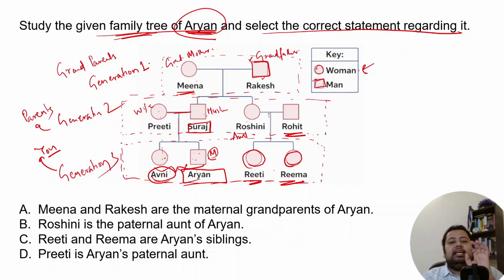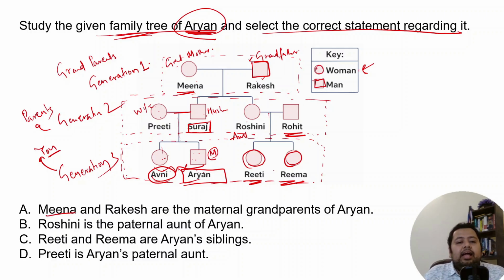Now in Roshni's case, Roshni is Aryan's aunt, and Rohit obviously is the uncle. And then we have Riti and Rima, who are Aryan's cousins. They are not siblings; they are cousins. They are Roshni's and Rohit's children, right? Two sisters, Riti and Rima. Correct? Now, let's try and answer the question and understand which is the correct statement out of these.